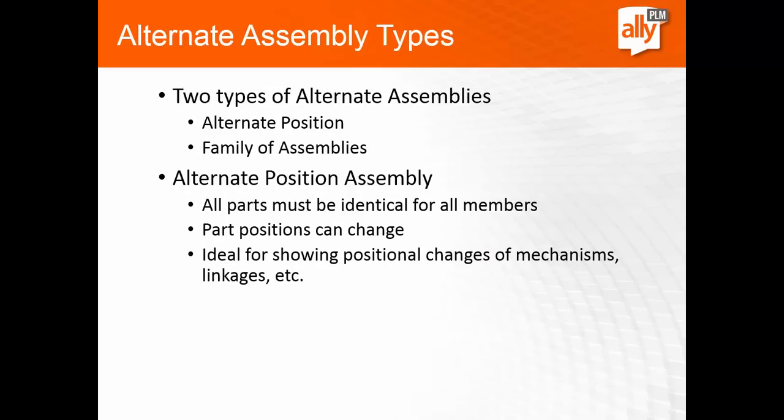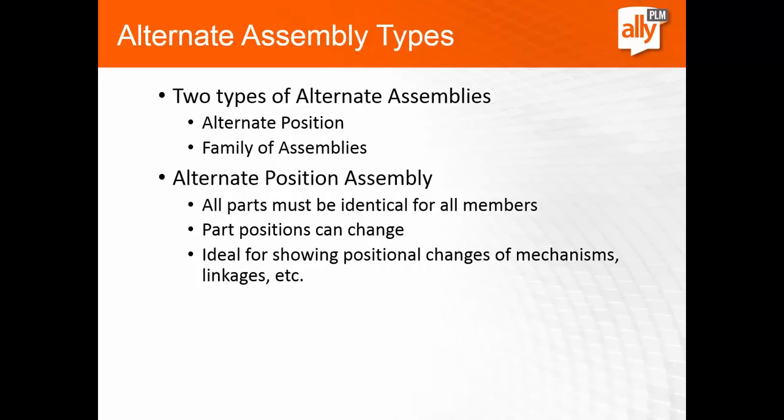Now there are two main types of alternate assemblies, alternate position and family of assemblies. We're not going to cover family assemblies in this LunchByte, but it was covered in a previous LunchByte. So I will link that here so you can go back and watch that if you want to learn more about family of assemblies. We're going to be covering alternate position assemblies though.